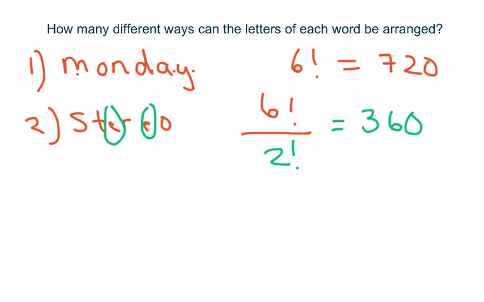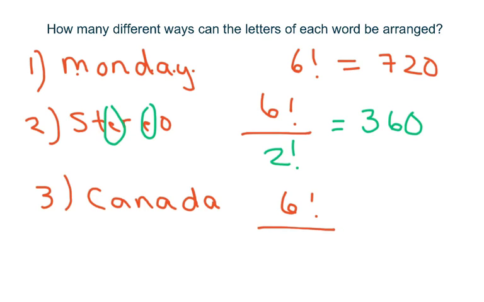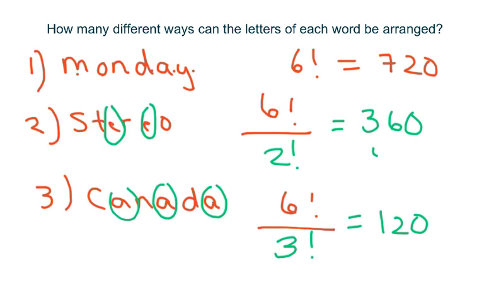And we can do a few more. Let's do the word Canada. So we have a total of 6 again. But our identical objects, we have 3 A's, and that's it. So we divide by 3 factorial, and you get 120 ways. These are all ways.